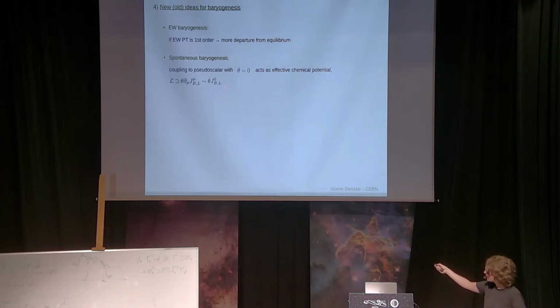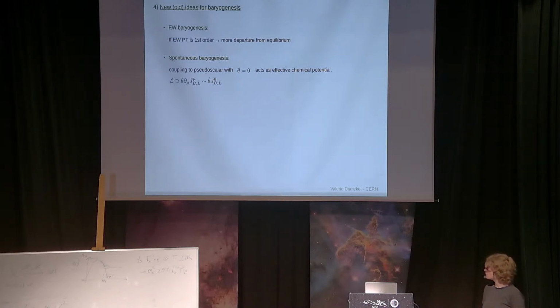So here I wrote directly a coupling to the baryon or lepton current, right? Because then you see you directly generate a chemical potential for baryon number or lepton number. If you do it for lepton number, then as with leptogenesis, you need to use the sphalerons to get it to baryon number. If you just couple directly to baryon number, you're done.